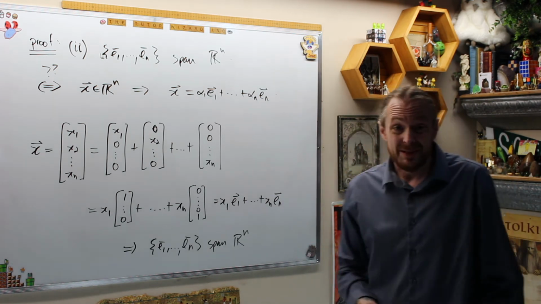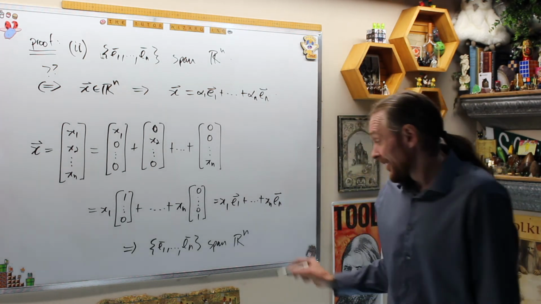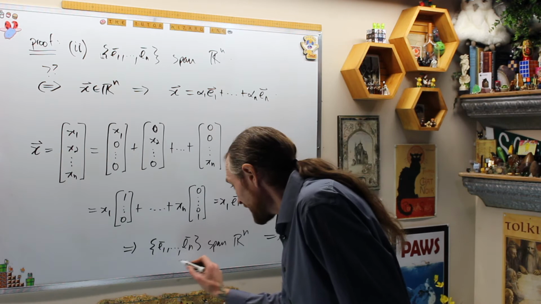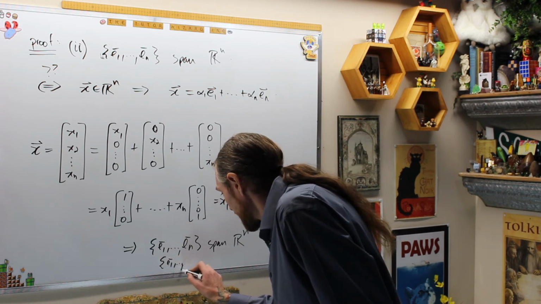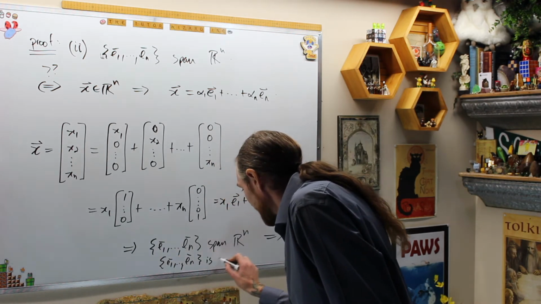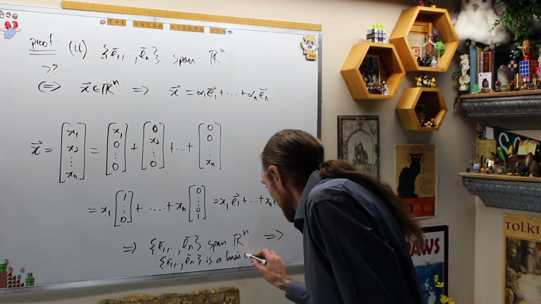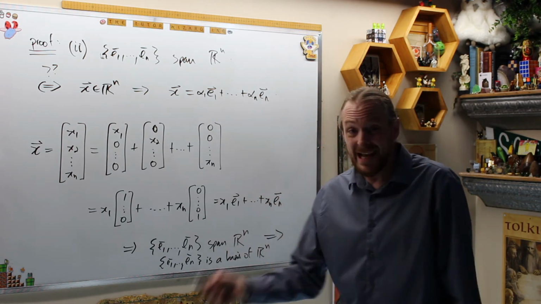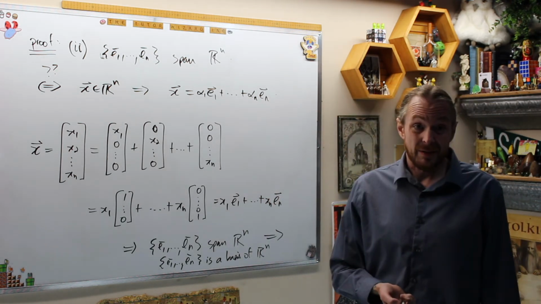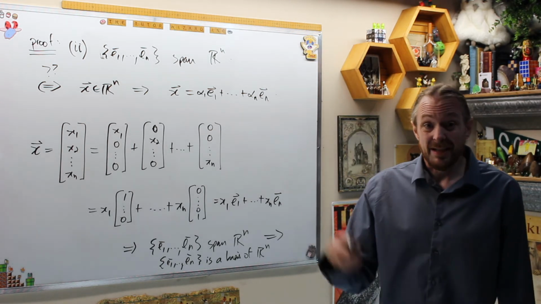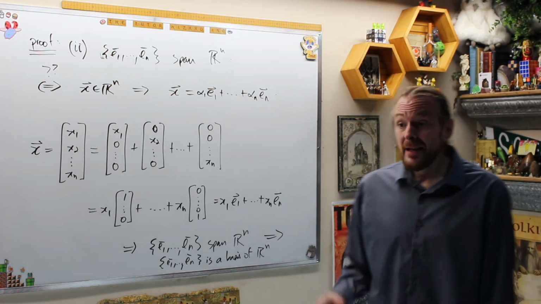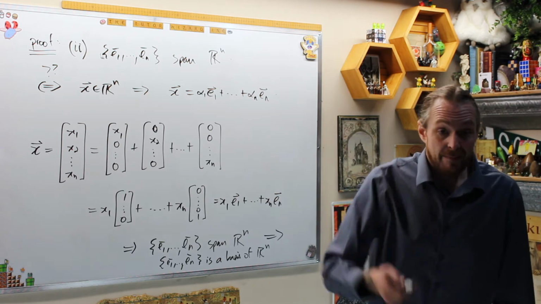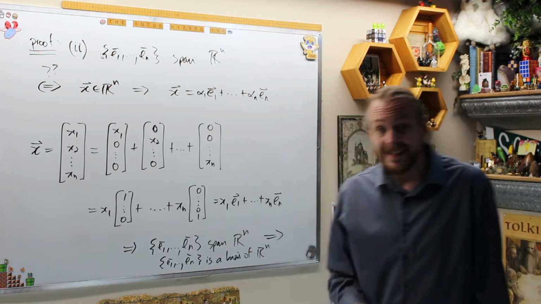And if you have a set which spans Rn and is linearly independent, this says that E1 to En is a basis of Rn. Because there were n of them in there, and any other basis is also going to have exactly n. The dimension is the number of vectors in any basis, and in this case Rn has n basis vectors, so the dimension of Rn is n.